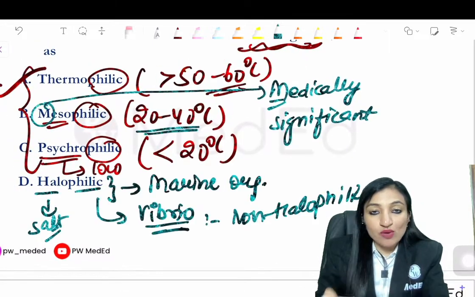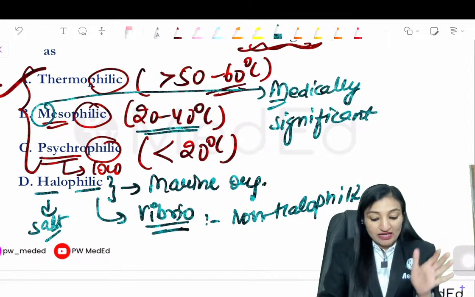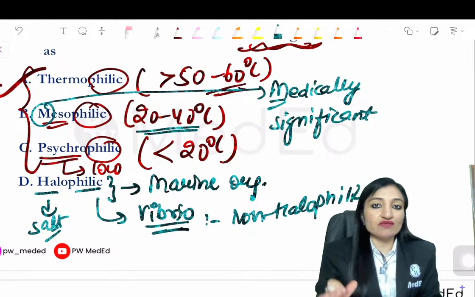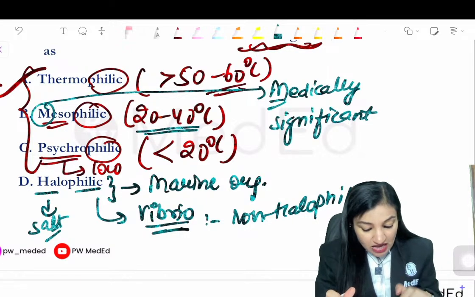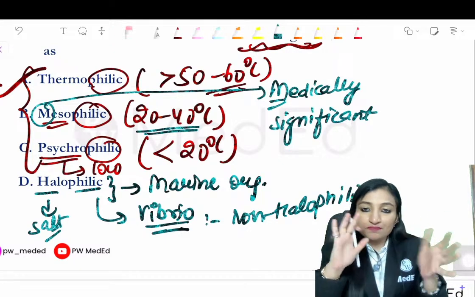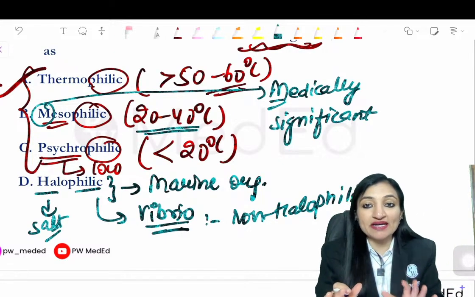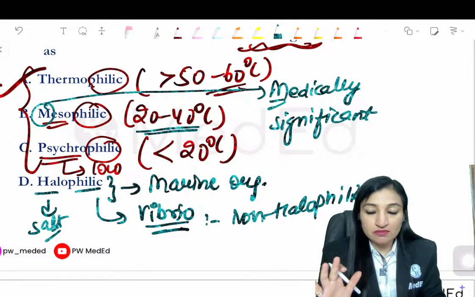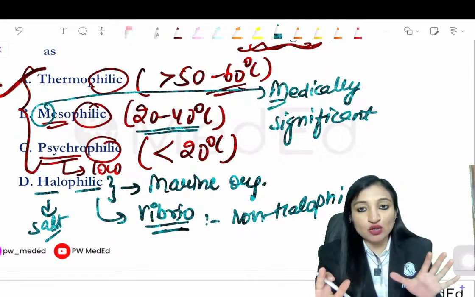Thermophiles are the ones which grow at more than 50 to 60 degrees Celsius. A little bit of variation in temperature you will get in different books. Yes, you're right, some books do mention 55 to 80 also, but I have seen a little bit of variation in so many different texts. So basically, they usually grow at more than 50 degrees. Is this clear?